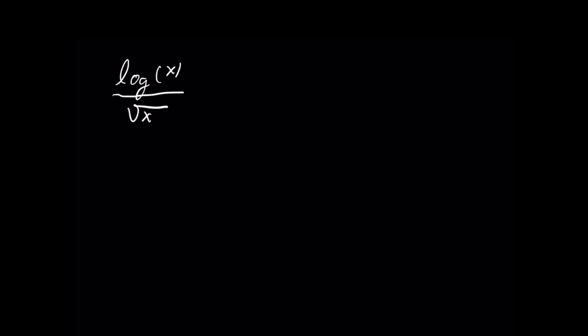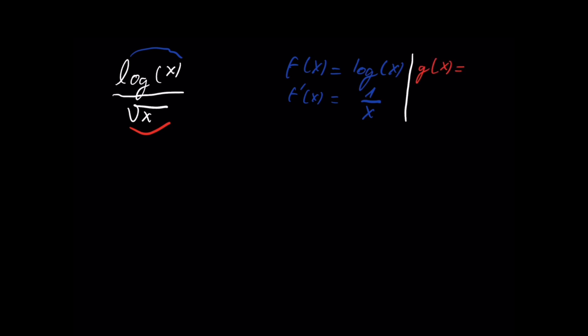For this last exercise, let's calculate the derivative of this function. As usual, we need to identify the f function, which is logarithm of x, whose derivative is the inverse function, 1 over x. And we need to identify the g function, which is the square root of x, whose derivative is 1 over 2 times the square root of x.